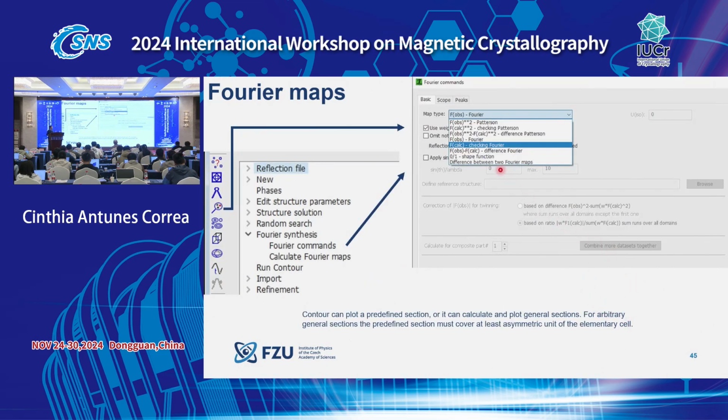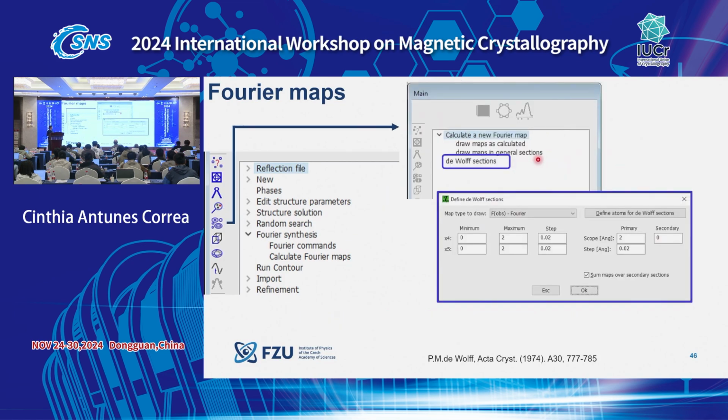When you are solving your structure, when you're finishing, you can also calculate the difference Fourier to see if you have electronic density left, or in the case of modulated structures, you can also use the devolved sections so that you see which type of modulation you have for your atom.